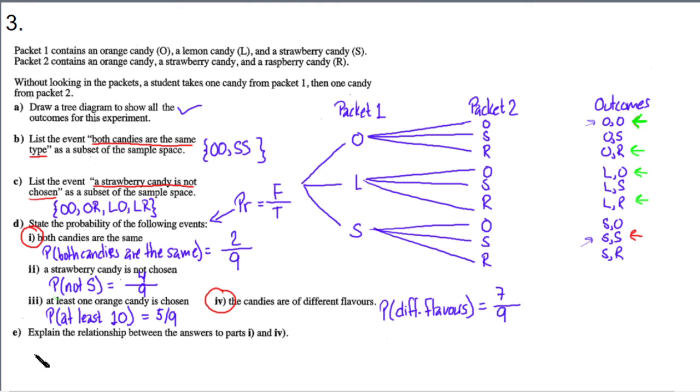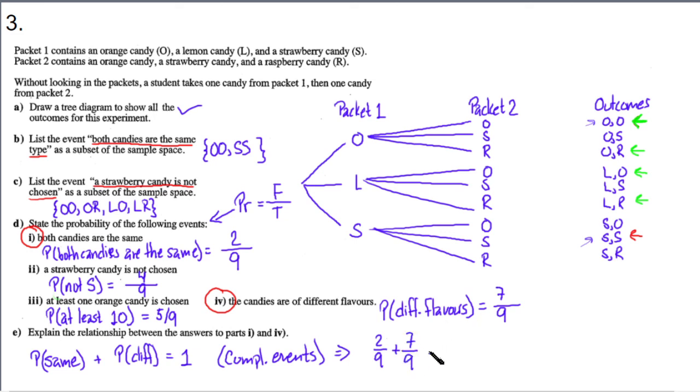Okay, so probability of same candies plus probability of different has to equal 1 because they're complementary events. And if we do that math, the probability that they're the same is 2 over 9, plus the probability of them being different is 7 over 9. This is equal to 9 over 9, which is equal to 1.